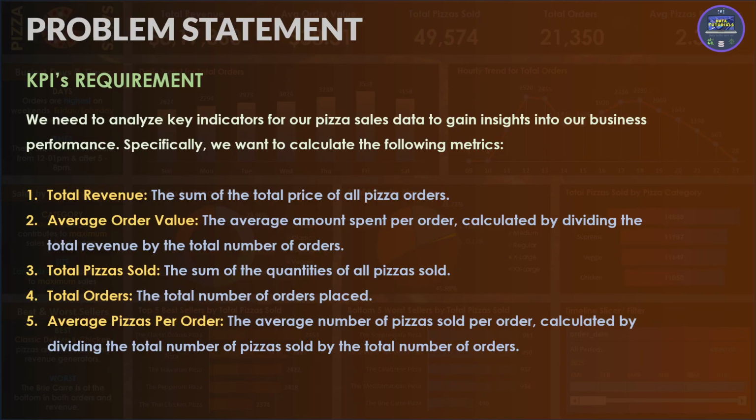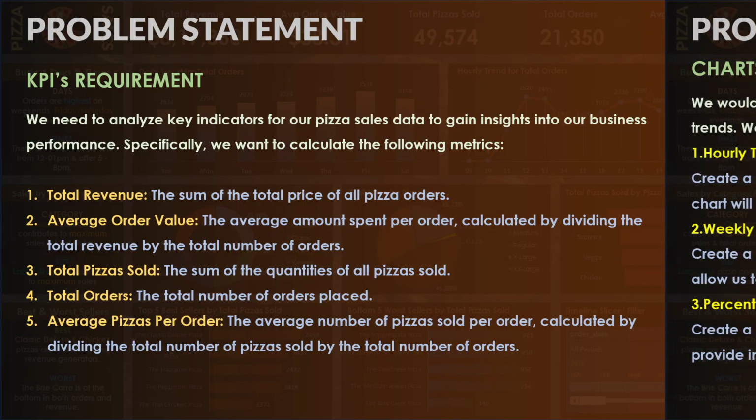The next one is average pizzas per order, which is how many pizzas are ordered in one order, as in the example I just mentioned: in one order, how many pizzas are purchased by that particular customer. The logic is also provided: it is calculated by dividing the total number of pizzas by the total number of orders. So this is part one of the requirement, where he wants us to find the KPIs, which give an overall idea of the business.